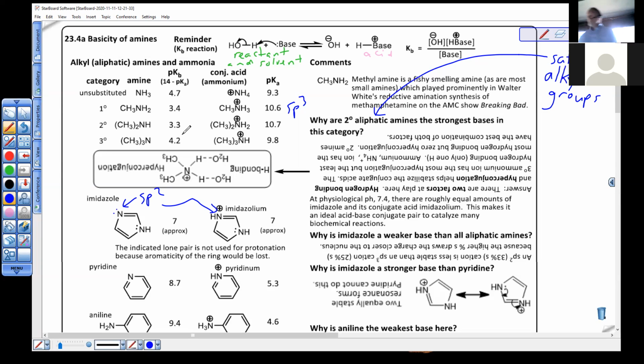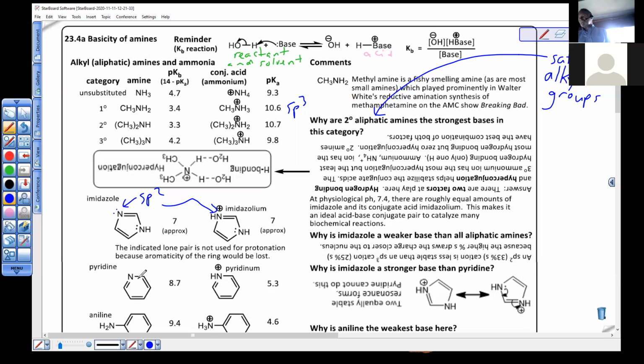Good. So what do we got so far? Alkylamines are the best bases. Aromatic amines with heterocycles, not quite as good because these are sp2. Same story for pyridine. Now the question is, why is pyridine not quite as good a base as imidazole? That's one of our new guys right there.